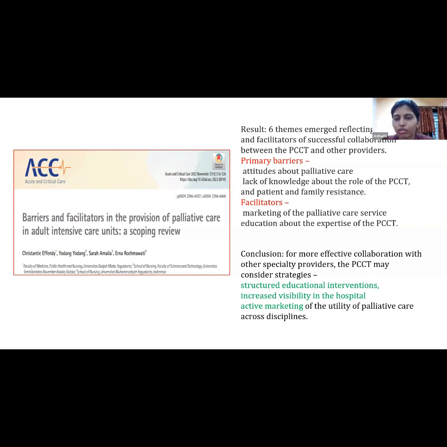This paper concluded, for more effective collaboration with other specialty providers, the palliative care consultation team may consider strategies which involve structured educational interventions, increased visibility in the hospital, active marketing of the utility of palliative care across disciplines.